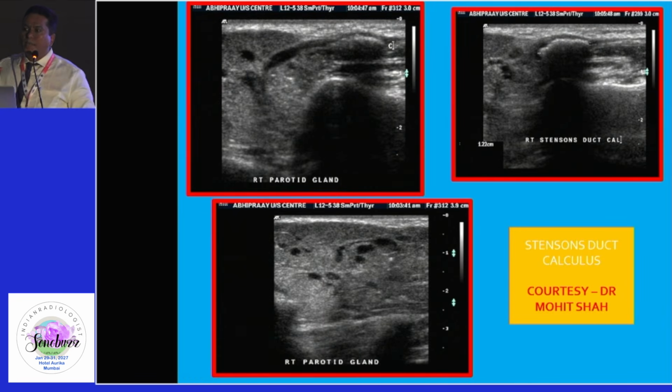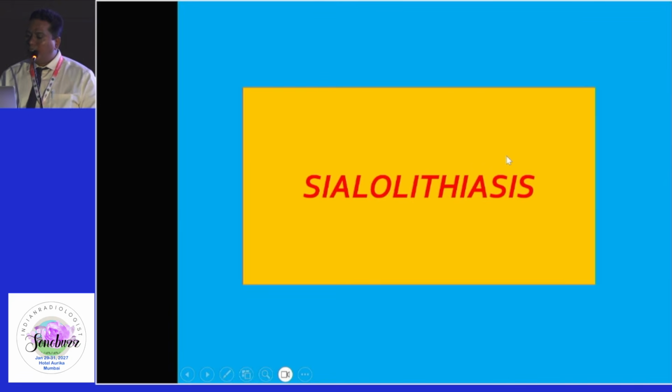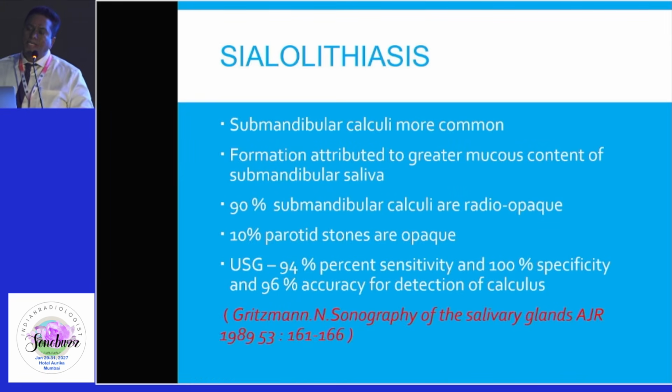So, calculus, I think you are very good at picking up on ultrasound, but always when you see these dilated ducts within the gland, turn around your probe and search how the ducts are leading, and most of the time in day-to-day practice, you will see calculus disease. So this is all about sialolithiasis. Always remember, calculi are more common in the submandibular gland as against the parotid because of the greater mucus content there. And today with ultrasound, we are very, very good at picking up these calculi.